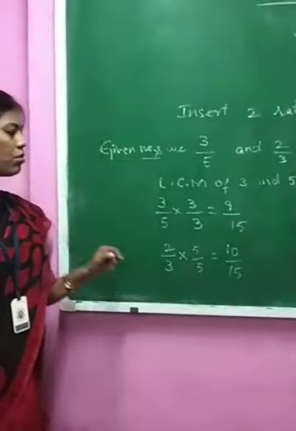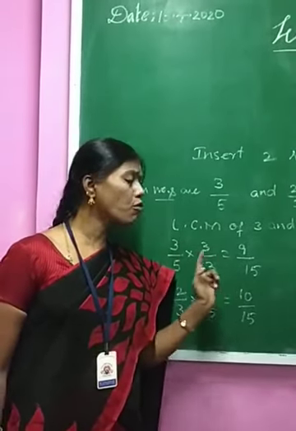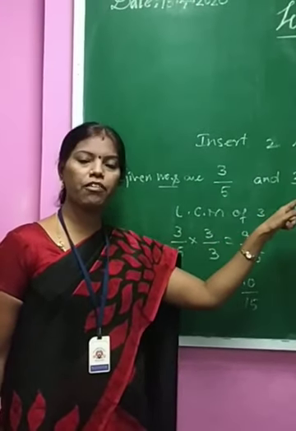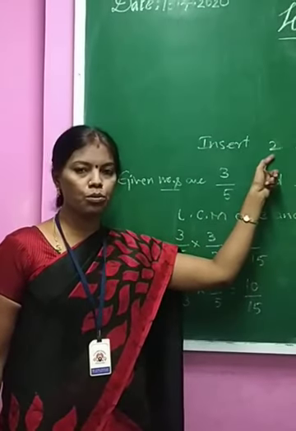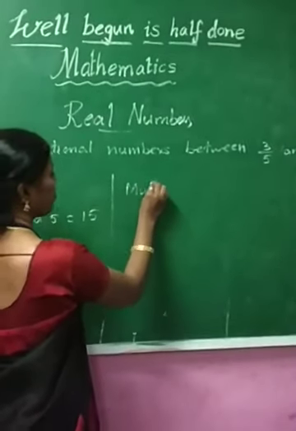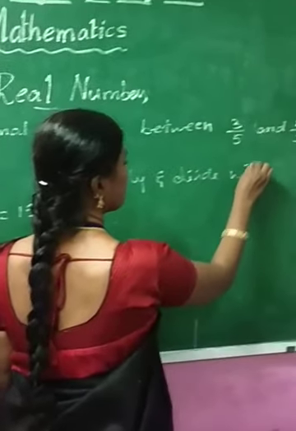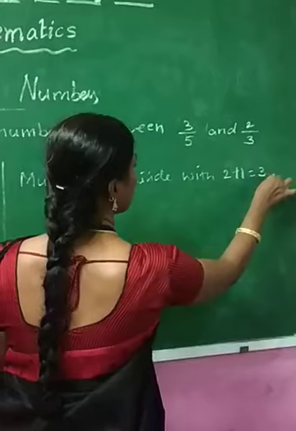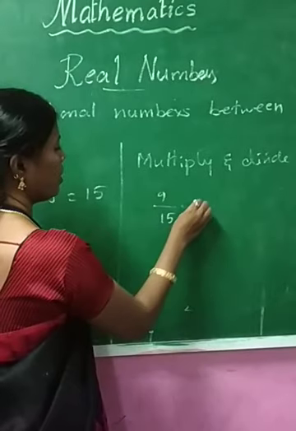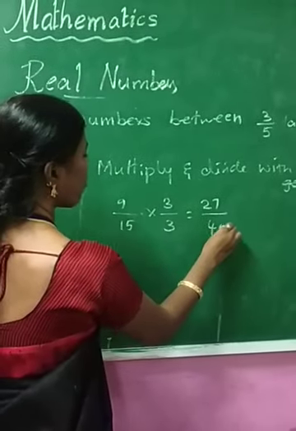Now you may get a doubt. How do we find two rational numbers in between 9 by 15 and 10 by 15? For that, we will use the earlier technique. How many did they ask here? 2. So you add 1 to it. So multiply and divide with 2 plus 1, that is 3. Then what do we get? 9 by 15 into 3 by 3. 9 3s are 27, 15 3s are 45.